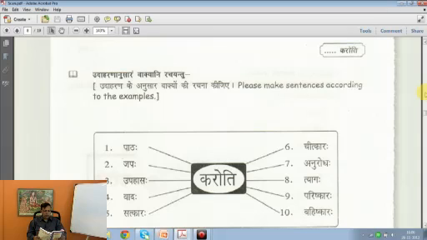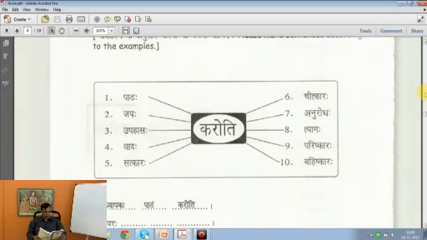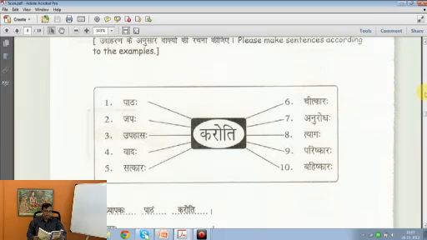Abhyasa 42 with the karoti only. Now you look at the examples here and make sentences accordingly. Udaharananusaram vakyani rachayantu. Now again 10 sentences are here. One is already given to you: Adhyapakaha patham karoti. So we pick up the first word and use it with the first word enlisted there. Second one, Munivaraha kim karoti?